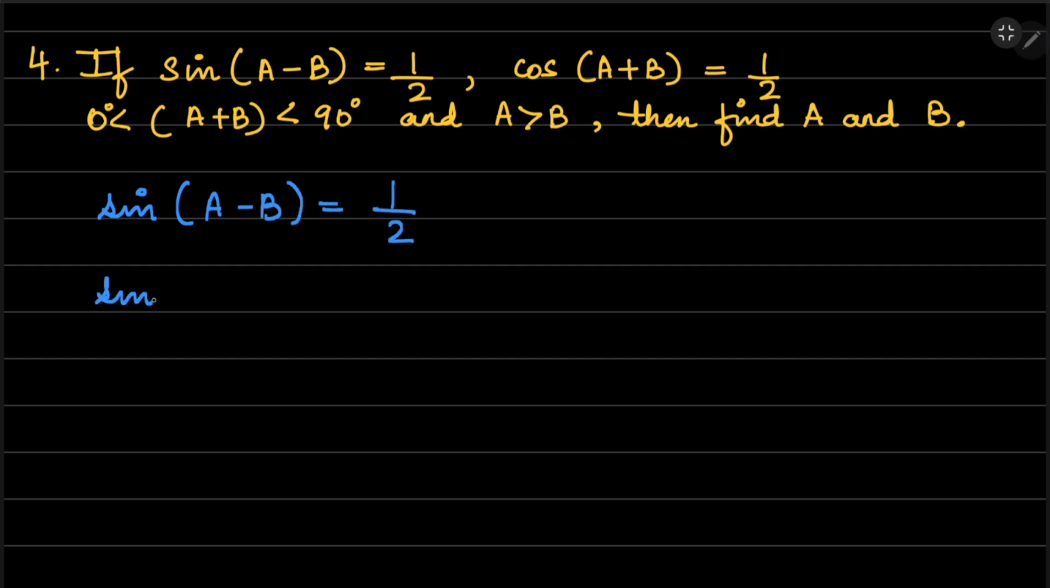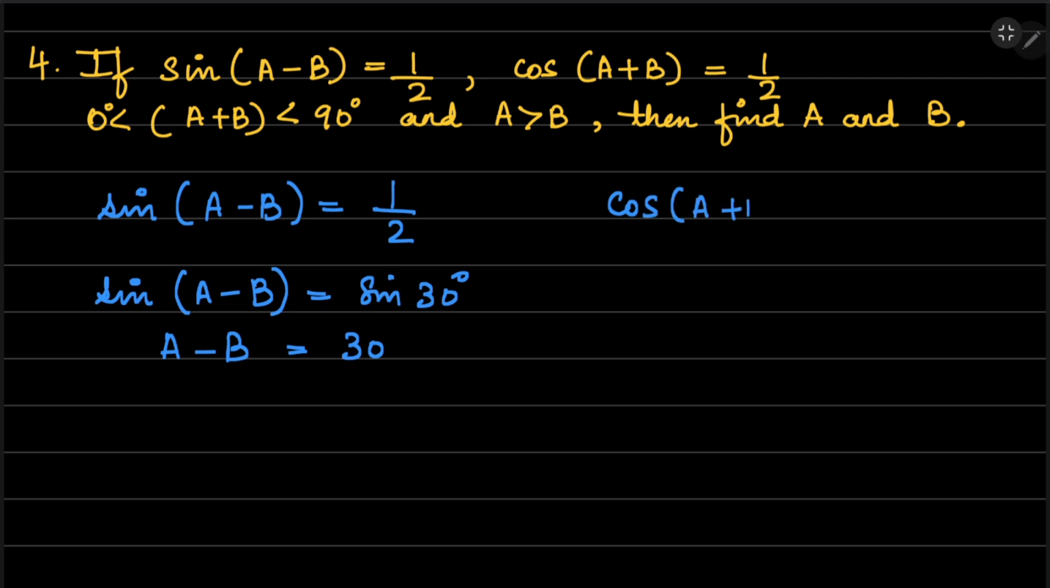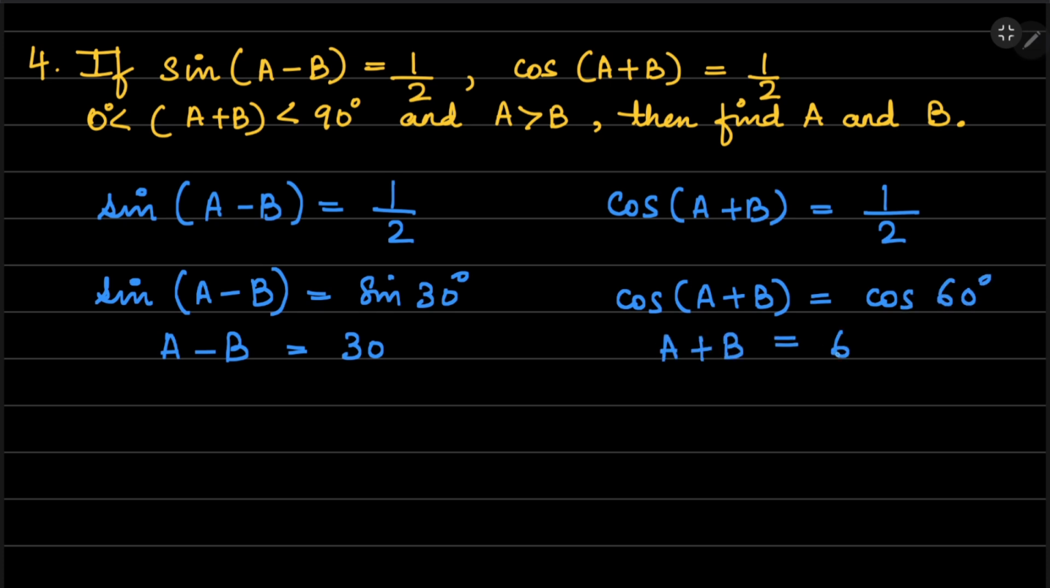Sine of a minus b is equal to 1 by 2. Sine of which value is 1 by 2? It is sine of 30. Okay, sine 30 degrees is 1 by 2. So on comparing, what do you get? A minus b is equal to 30 degree. Okay, similarly, cos of a plus b you are given it as 1 by 2. So what is cos of a plus b? Which value of cos is 1 by 2? It is cos of 60. So I'll just write cos of 60. On comparing, what do I get? A plus b as 60.